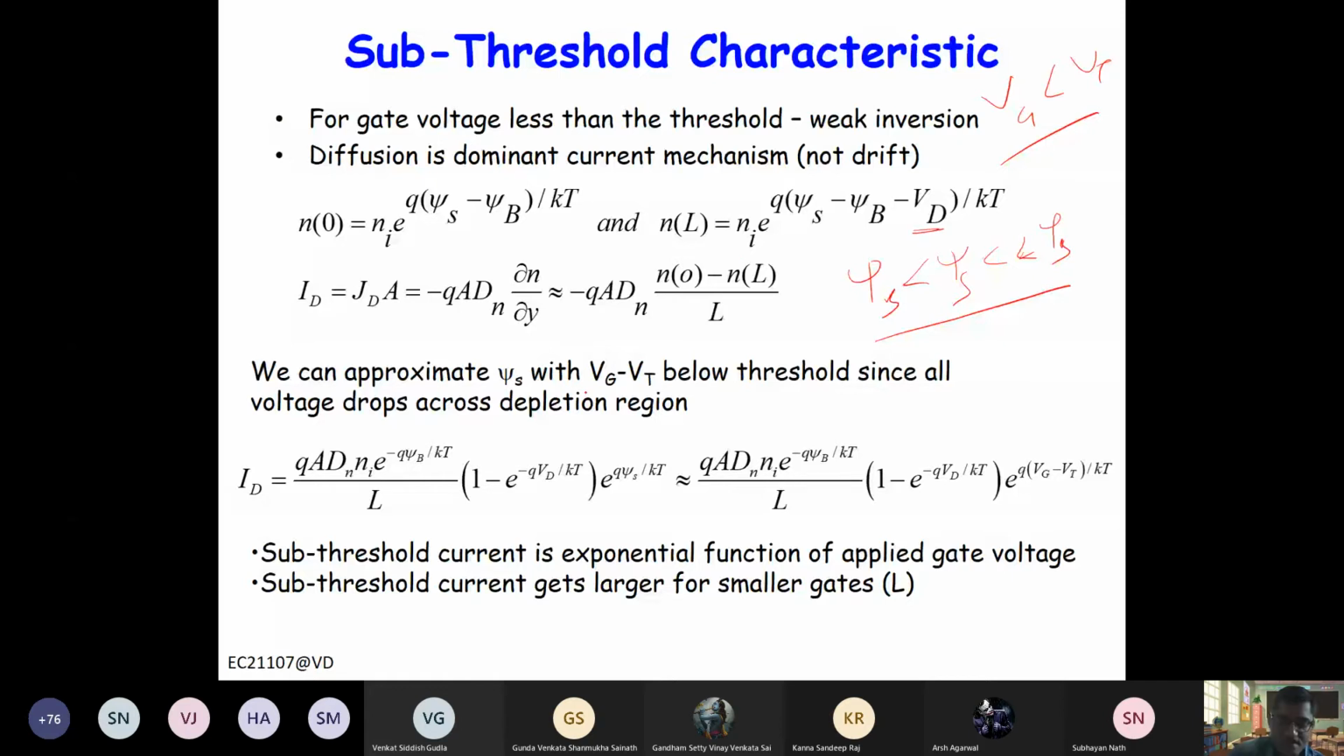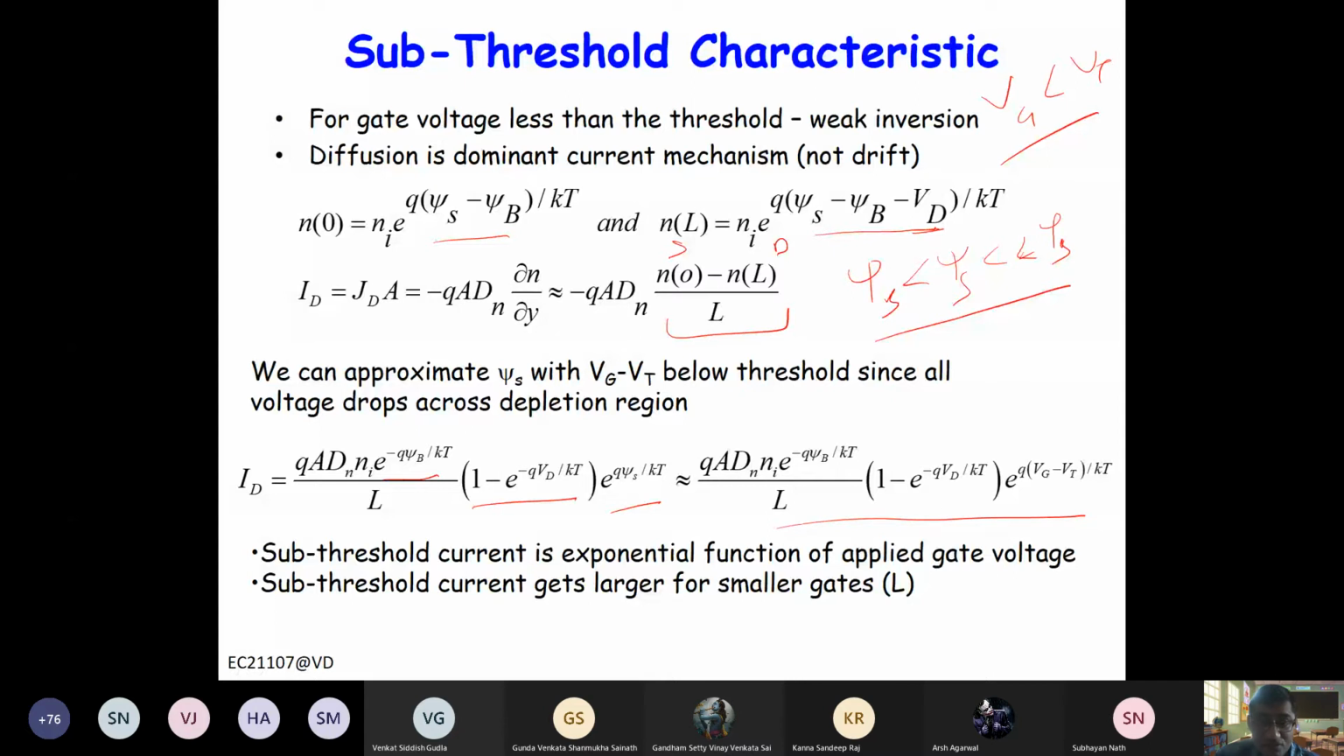And the current mechanism is basically diffusion. It's not the drift, but the diffusion. So you can take the gradient of carriers along the channel from source to the drain. If you modify this, for N0 minus NL you can include psi S minus psi B, and psi S minus psi B minus VD. If you take psi S minus psi B outside, you will have only qVD by kT. So you have 1 minus exponential of qVD by kT, and psi S and psi B here. So this is what the equation will look like.